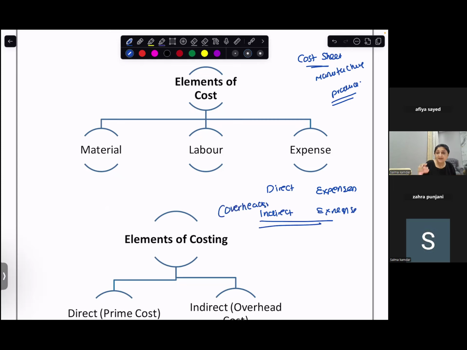And direct expenses are those expenses that can be, do you remember anything? Which, direct or indirect? Direct expenses? These are expenses that can be directly traceable to the product. When I say it is directly traceable to the product, what does that mean? When you look at the product, you can identify that these expenses have gone into it.